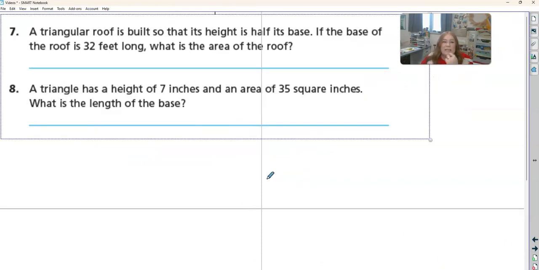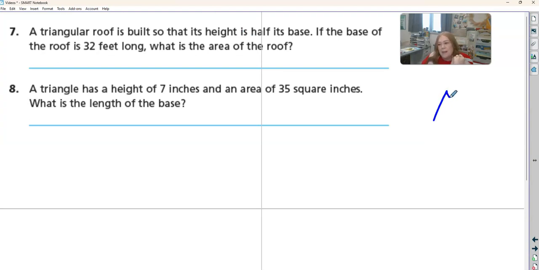Okay, next up we have number 7. It says a triangular roof is built so that its height is half the base. So we have this triangle and the height is half of the base. I didn't do a great job drawing that, but the base is 32. So we need half of 32 for the height. So half of 32 will be the height, equals the height.